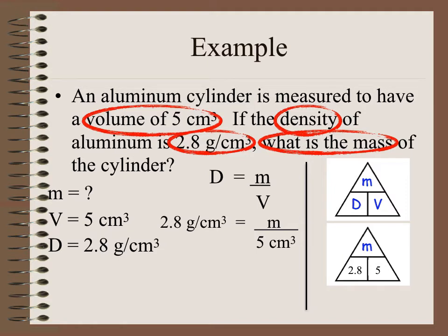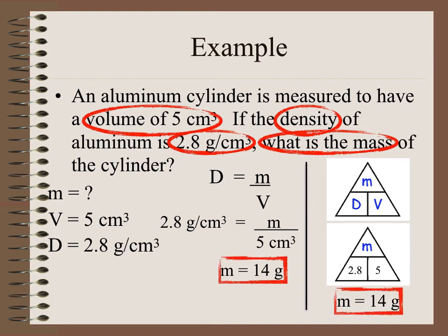If you put it in the form of the triangle, you automatically see that you have to multiply 2.8 times 5. We get our final answer of 14 grams. When we multiply grams per cubic centimeter times cubic centimeters, the cubic centimeters will cancel, which is where the grams come from. And that is now our final answer.